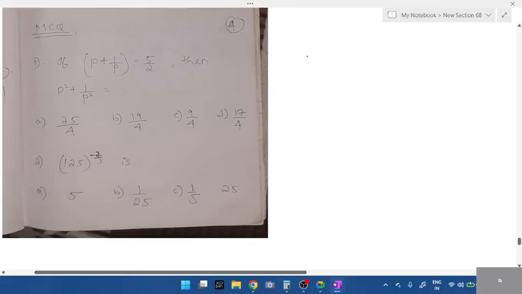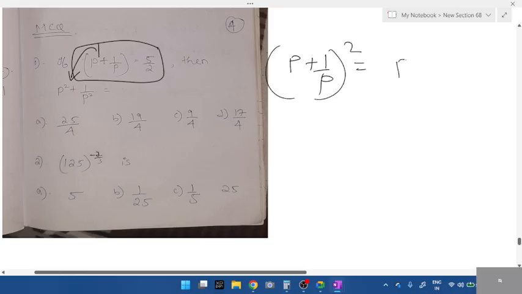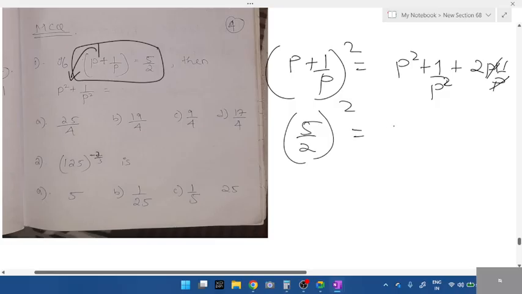Question. P is given. What's the degree for P? Degree is 1. You have to convert it to 2. Now take the main question, not the sub. Main question and square. Square plus 1 by P square plus 2 into P into 1 by P. What is p plus 1 by p given? 5 by 2 the whole square. P square plus 1 by p square plus 2. Plus 2 goes to the other side becomes minus 2. We keep this as it is.